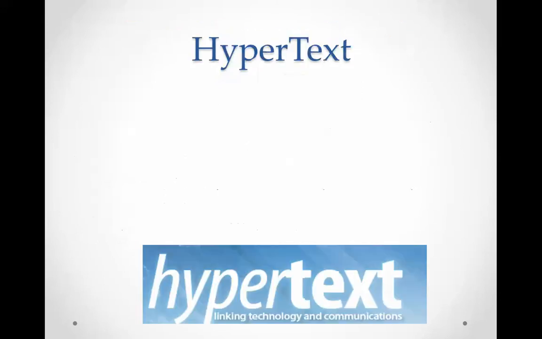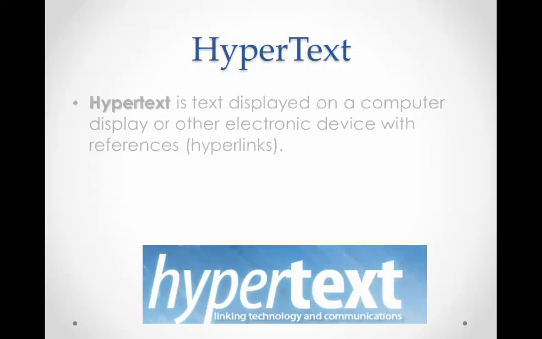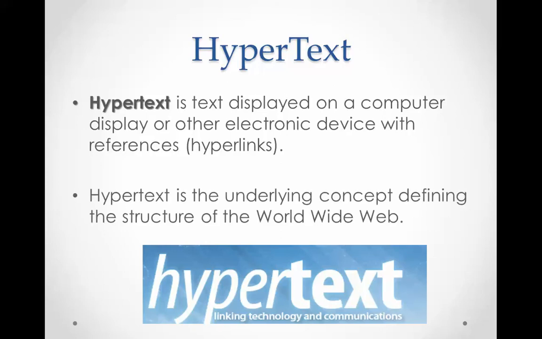Okay, so what is HTML? Hypertext is the text displayed on a computer or other electronic device with references, called hyperlinks. That means any text in those links you can immediately access by just using a mouse click, or touching the screen, or keyboard input. And it's the underlying concept of defining the structure of the World Wide Web. It enables an easy to use and flexible connection of information over the internet.